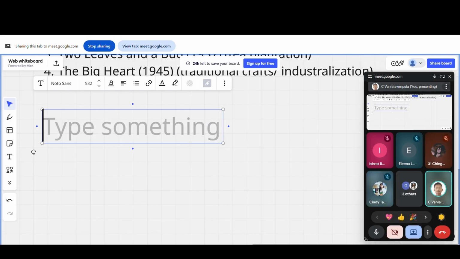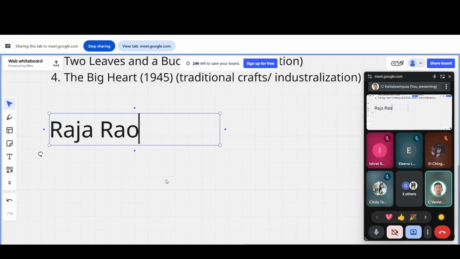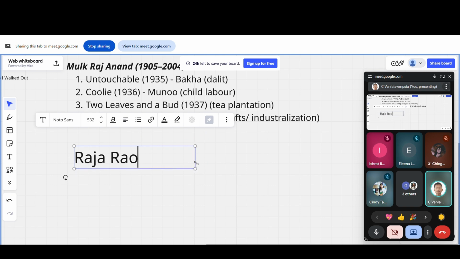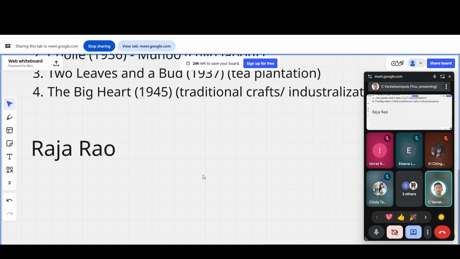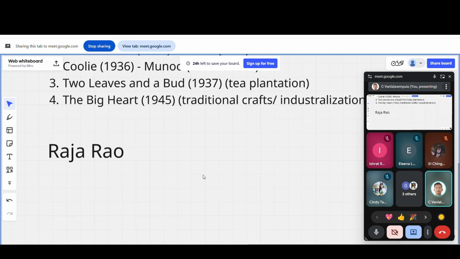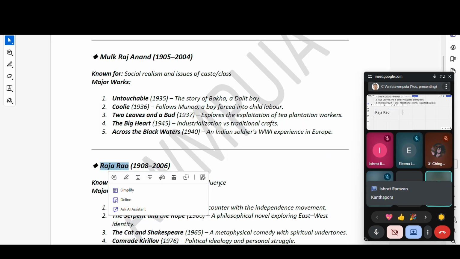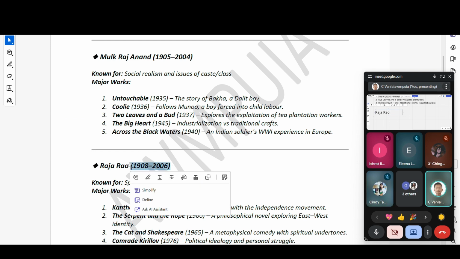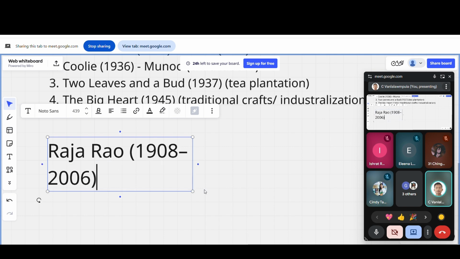Next will be Raja Rao. Obviously we can't skip Indian writers, they are very popular. We're talking a little bit of modern history writers, like some people from the 20th century. You know it, Raja Rao. And I'll write his era. You can jot this down, everything. Don't be lazy. When you write it down, you're memorizing.